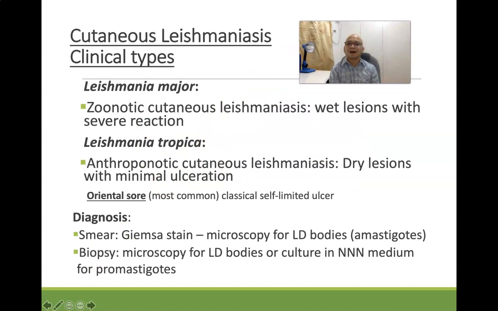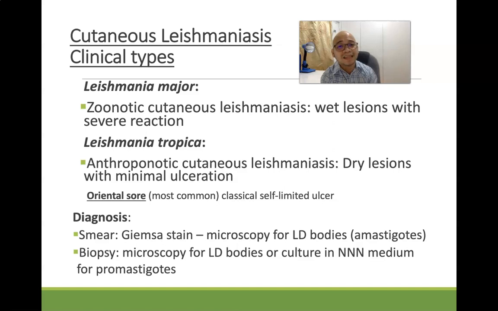Okay, so let's talk about cutaneous leishmaniasis. There are several clinical types. We have Leishmania major, a zoonotic cutaneous leishmaniasis that can be diagnosed through wet lesions with severe reactions. Leishmania tropica, anthroponotic cutaneous leishmaniasis, is an example of dry lesions with minimal ulceration. It is known as the oriental sore, which is the most common. The good thing about it, it's a lesser evil, because the ulcer is self-limited. That's why it's called a dry lesion with minimal ulceration.